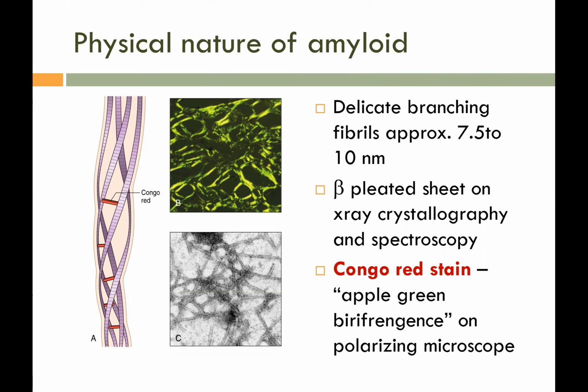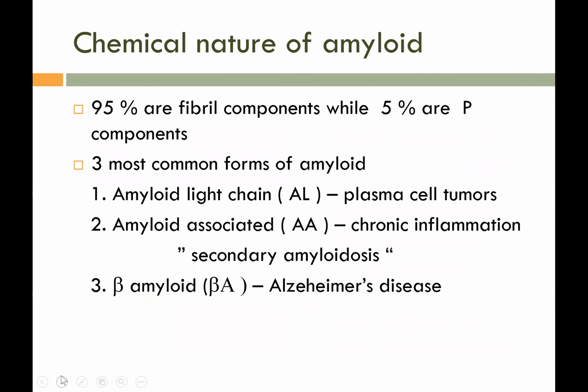If you do a special stain, which is what you call the Congo red, the expected result would be an apple green birefringence under polarized light microscopy. So this special stain can be employed on tissues, and when you have that apple green birefringence, that confirms the deposition of amyloid in that particular tissue.